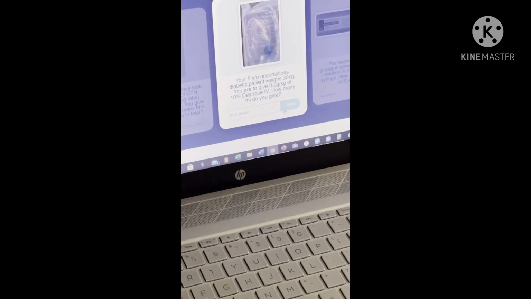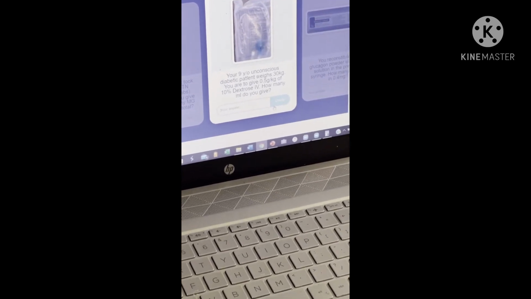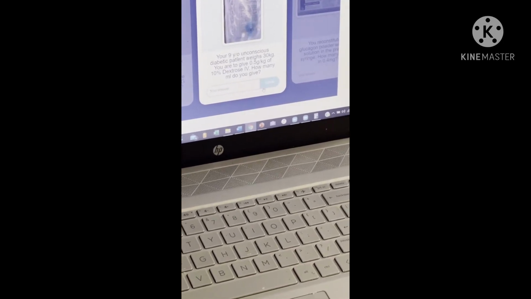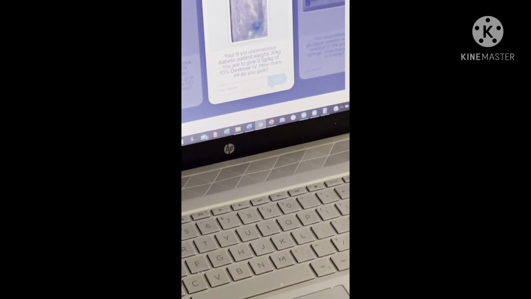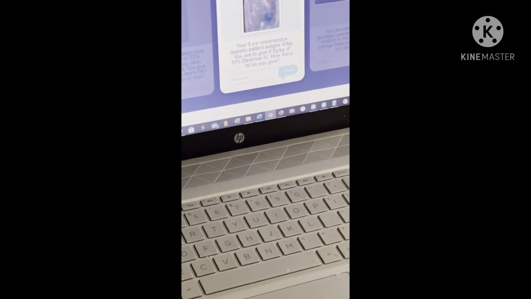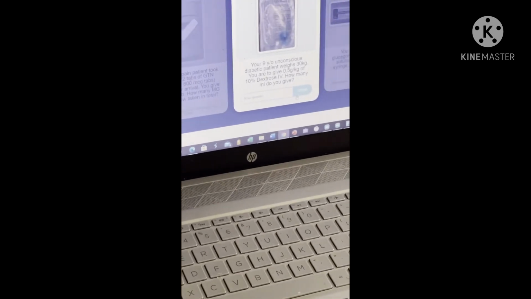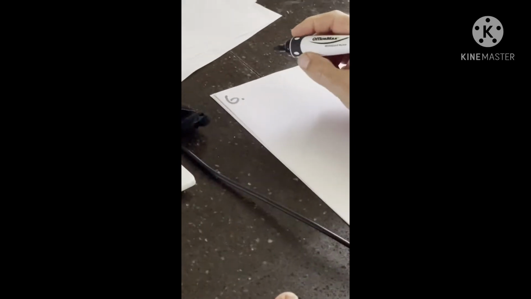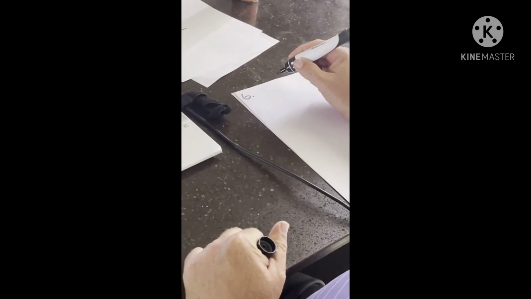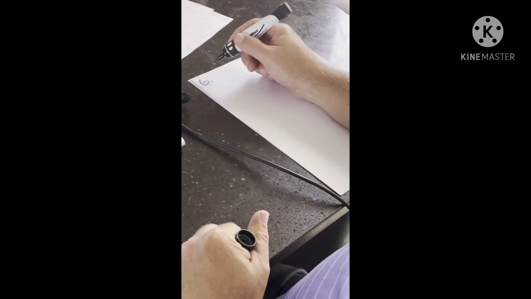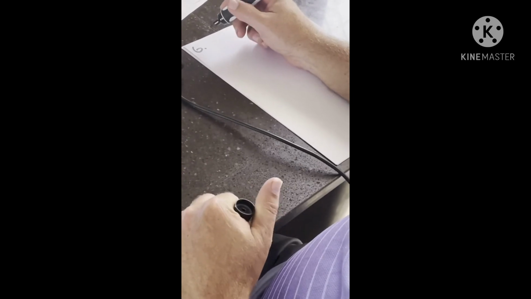Okay, question 6. Your 9-year-old unconscious diabetic patient weighs 30 kilos. You are to give a dose of 0.5 gram per kilo of 10% dextrose IV. How many mils do you give? Okay, so let's work our way through this. So let's work out the dose at the moment. So your patient needs a dose of 0.5 grams per kilo of 10% dextrose.